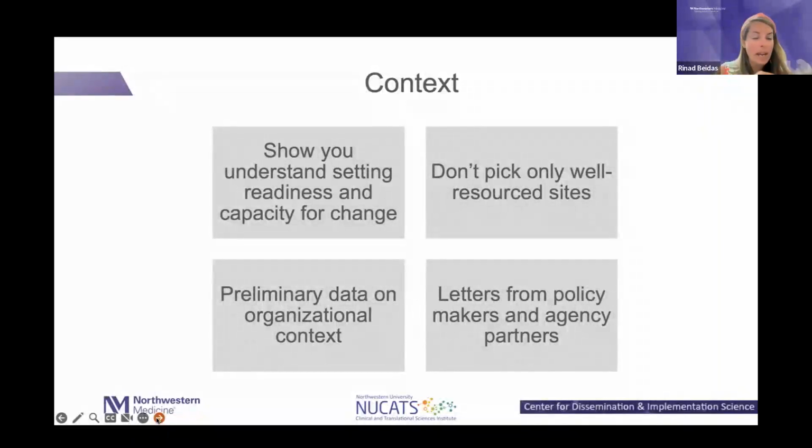And you need to make the case that you're not just picking well-resourced sites. Because remember that point I made earlier about not creating or reifying existing inequities? If you only pick highly resourced sites, you then may be implementing a thing unevenly and not making it available to everyone. And it's helpful to have letters from people in the outer setting to suggest that what you're doing in the inner setting is aligned with the constituent priorities and what is happening within that context.